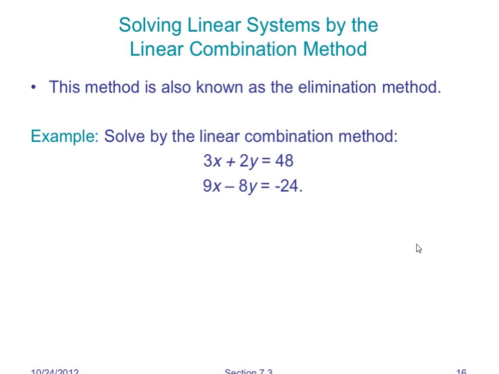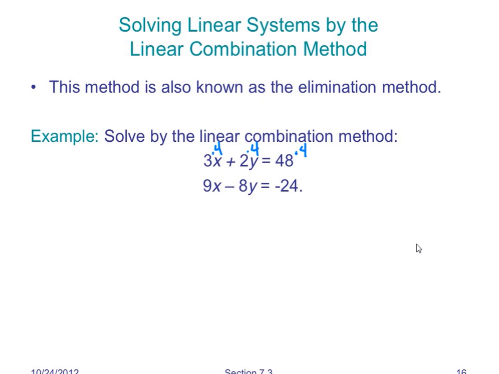So what I'm going to do is figure out what number I have to multiply the 2 by to get a positive 8. If I multiply 2 by positive 4, that will give me a positive 8. Same number, opposite sign, which is a good thing. The only trick is, if I multiply the 2y by positive 4, I also have to multiply the 3x, and I have to multiply the 48. So I'm going to multiply everything in the top equation by 4.